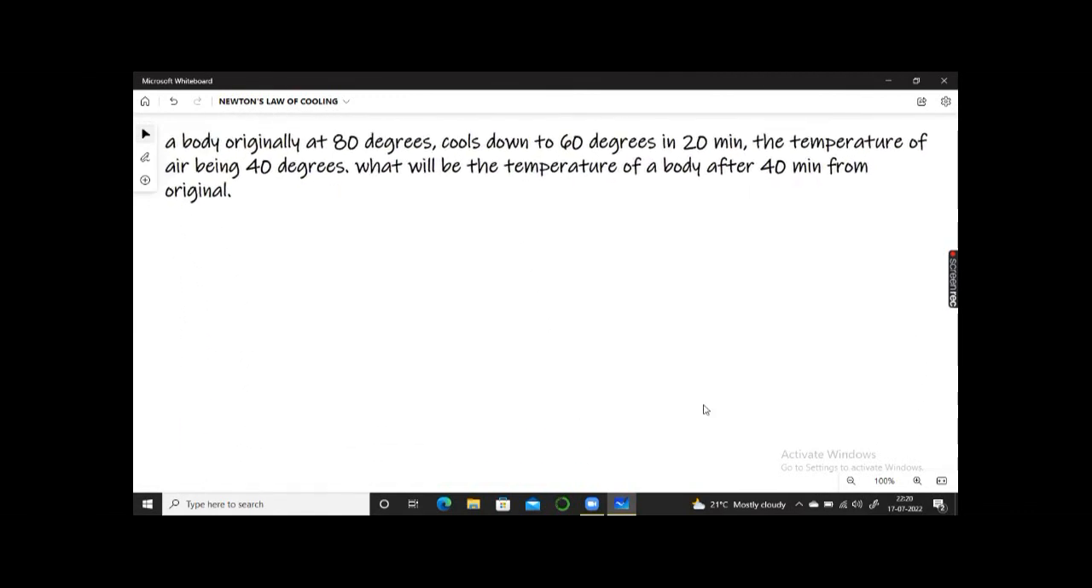A body originally at 80 degrees centigrade cools down to 60 degrees in 20 minutes. The temperature of air being 40 degrees. What will be the temperature of a body after 40 minutes from original? From original means from zero time. So let me take the conditions now. Let me have an object called body. This is called surroundings.